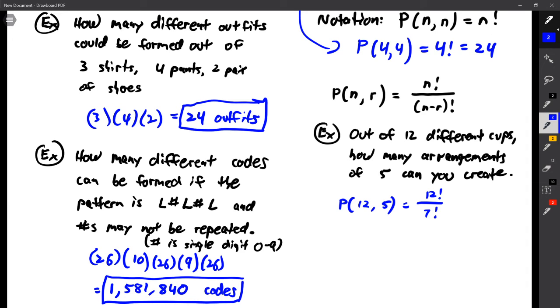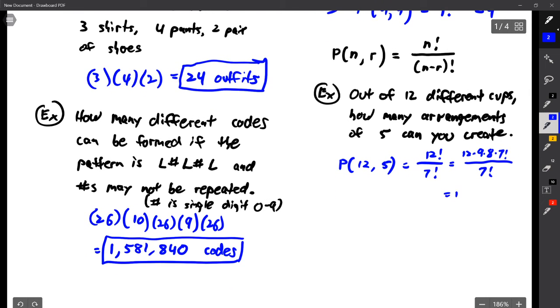And, well, 12 factorial is what? 12 times 11 times 10 times 9 times 8 times 7 times 6 times 5 times 4. Well, what's the 7 times 6 times 5 times 4 part? That's 7 factorial. Let me write it like this, it'll make it clear. That's 7 factorial over 7 factorial.